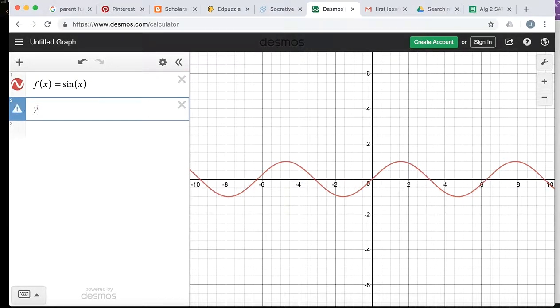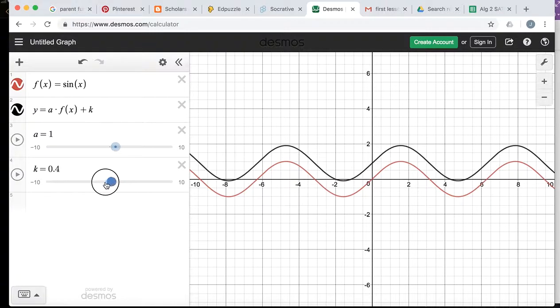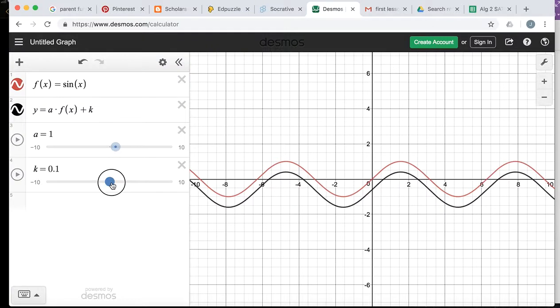Okay. Next, you want to input your transformation statement and look at that graph. So it's going to be y equals a times f of x plus k. And they want us to add a slider. We're going to add a slider for all of these. It says make sure that the constants a and k are set to their default value. Since a is being multiplied, when you multiply by 1, nothing changes, so a is going to be 1. But k, we're adding k on, so the default value, if we add 0, doesn't change anything. So I'm going to drag k to 0.